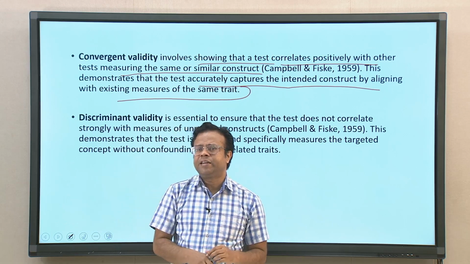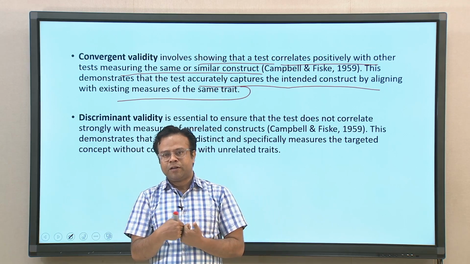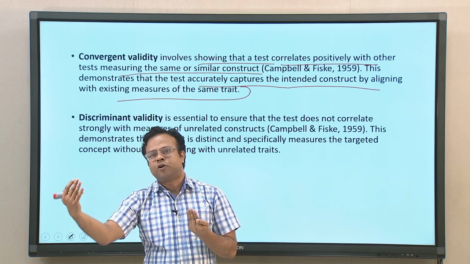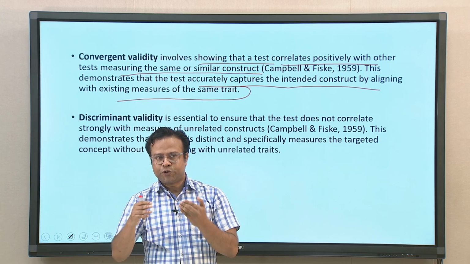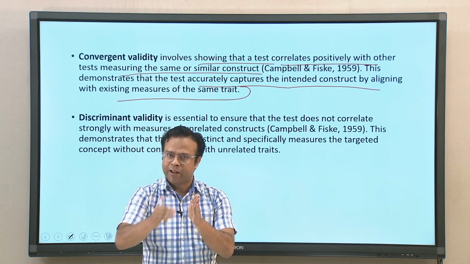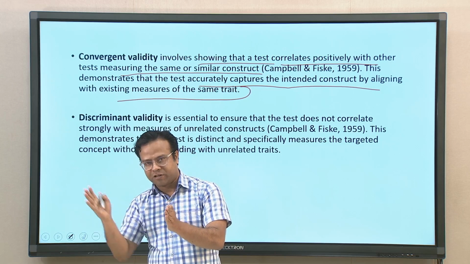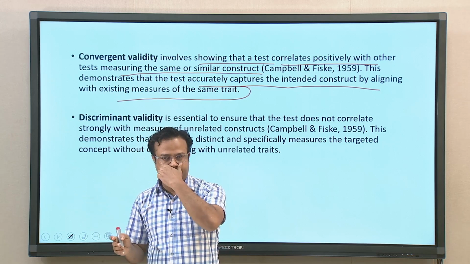Now, discriminant validity is just the opposite of that. Your test should discriminate between other constructs which are not similar. So, it should show similarity with a similar concept, and it should discriminate from other constructs which are different. That is the meaning of discriminant validity.